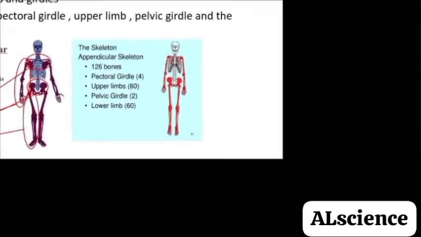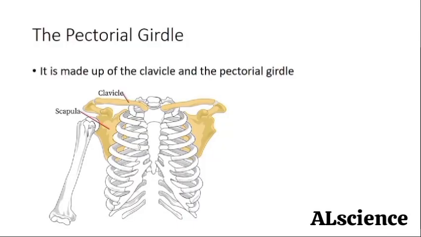So let us discuss the pectoral girdle. The pectoral girdle is made up of 4 bones. It is made up of the clavicle and the scapula. The clavicle is also called the collarbone. These 2 bones attach the upper limb to the axial skeleton. The pectoral girdle is the one which forms the shoulder. The clavicle is attached to the sternum at the manubrium. The scapula is a thin and flat bone in nature. Furthermore, it is triangular in shape.